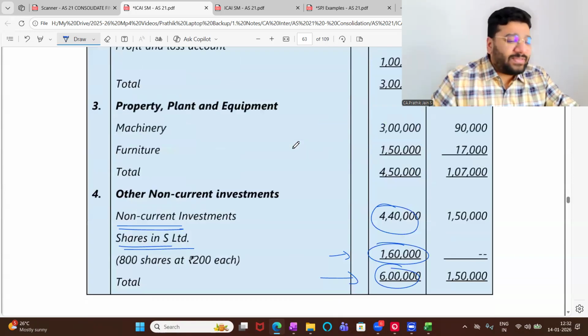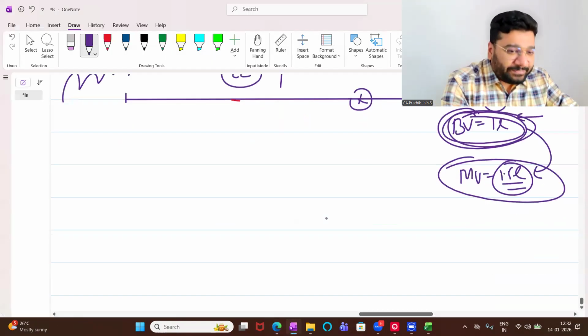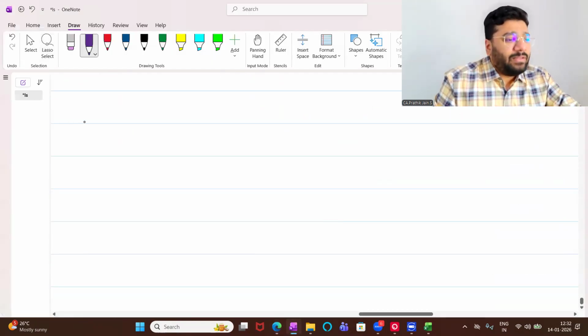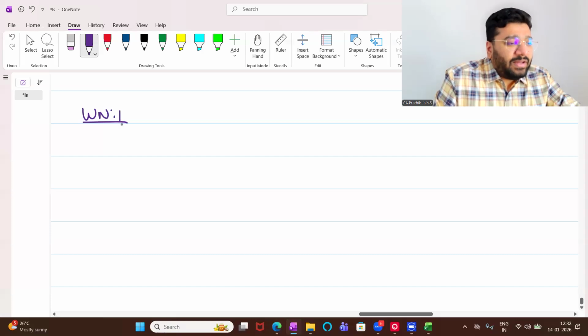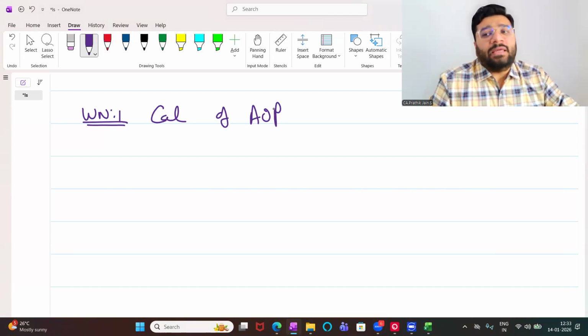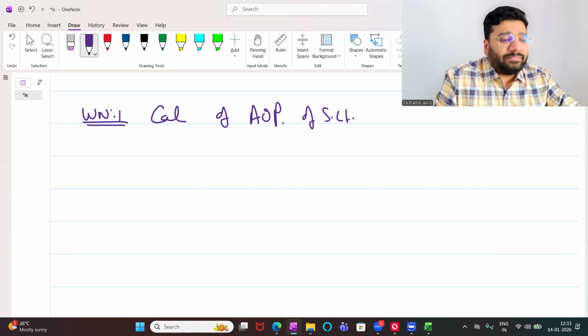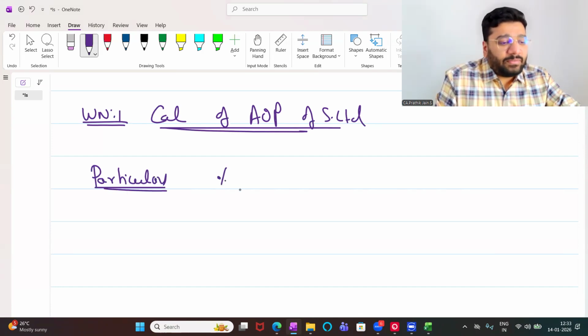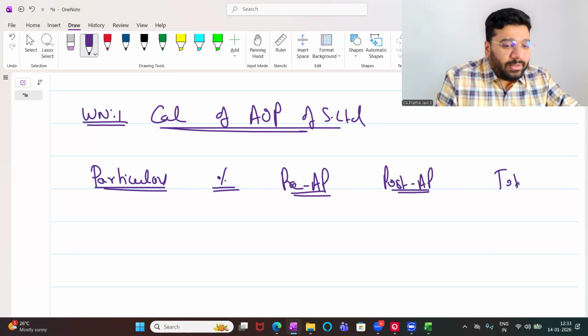Now, do we have sufficient data to start the calculation? Fantastic. Can you please tell me the first working note? Working note number 1: Calculation of AOP of holding company. Holding company, S Limited. Format: particulars, then percentage, pre-acquisition profit, post-acquisition profit, total.